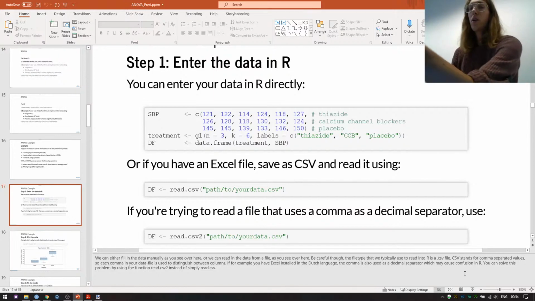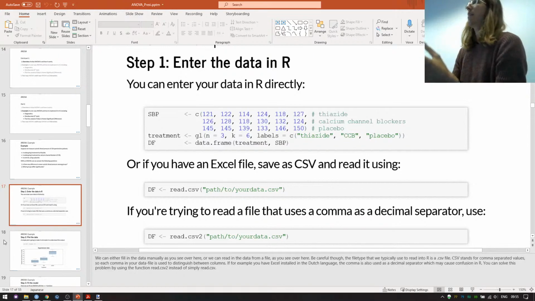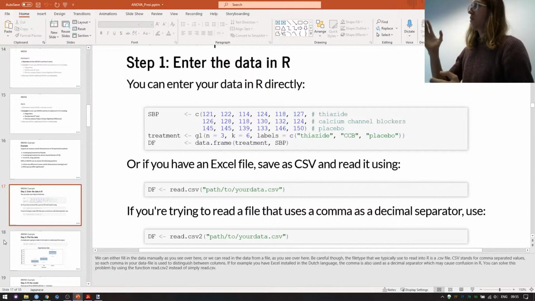Well, the first thing you should do is always enter your data in R. You could either do that just by filling in the values by hand. It's probably a bit cumbersome if you have a large data set, but you could do that. Another way is to read in your data from an Excel file. The function that you would use for that is read.csv. A CSV means a file that has comma-separated values. That means if you are translating it to an R data frame, then the commas in your original file will be used to separate the different columns.